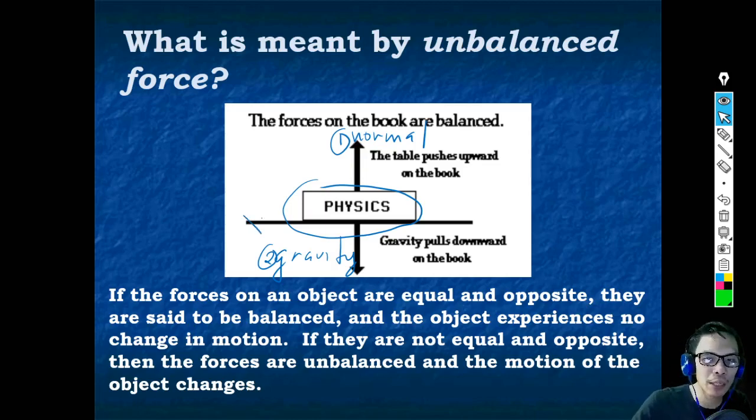But if you remove the table, the force of gravity will be greater than the normal force, so the book will fall down to the floor. That is no longer balanced. That is now an unbalanced force. This is what the law of inertia is talking about. If there's an unbalanced force, it will create a situation where the object will likely move or change direction.